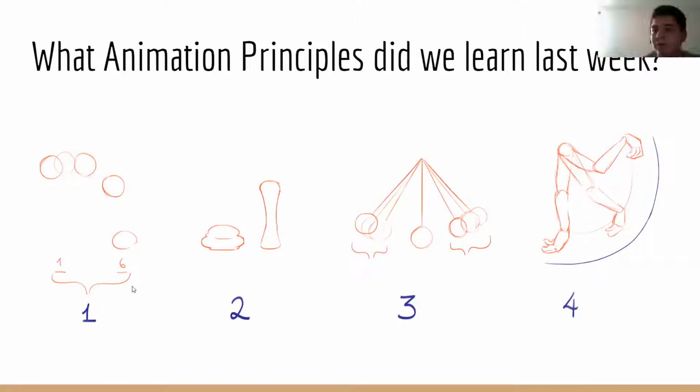I don't remember the first one, but the second is, I think, squash and stretch. Yes, that's correct. So the first one is timing. So this is like how you set up your animation in terms of time and how the action will go.